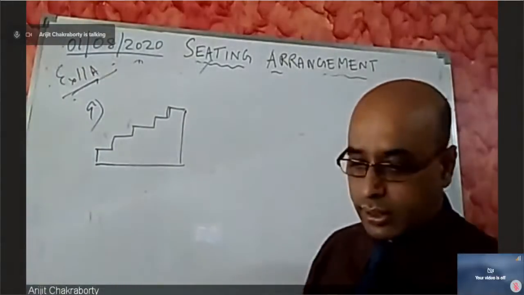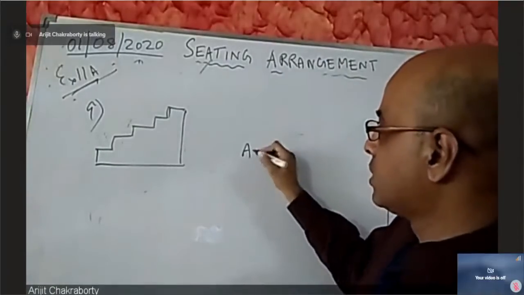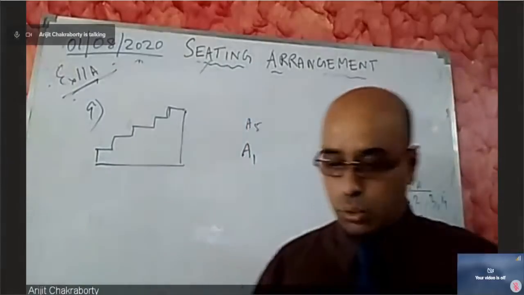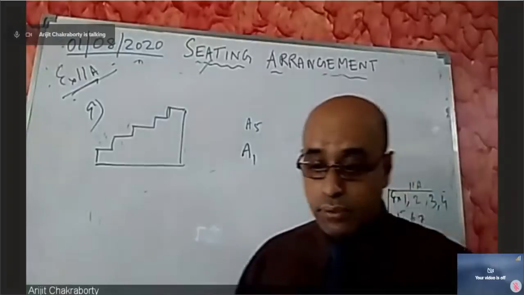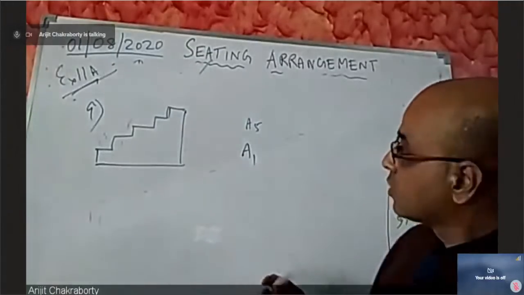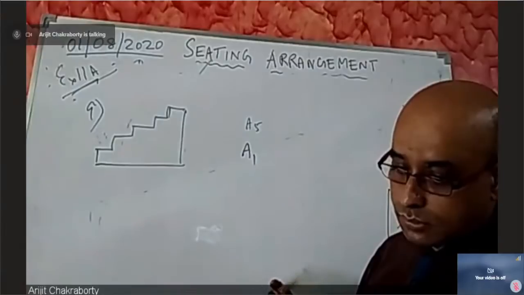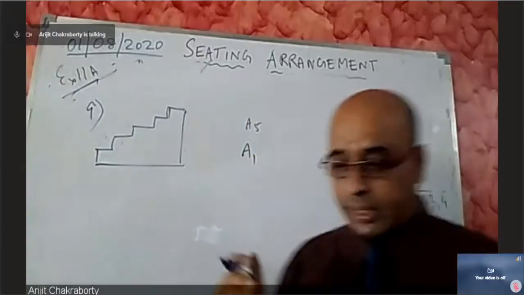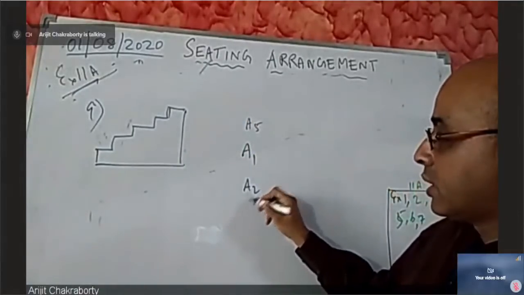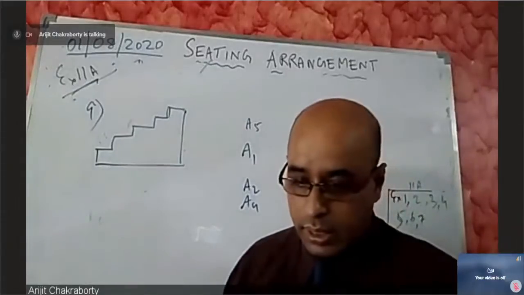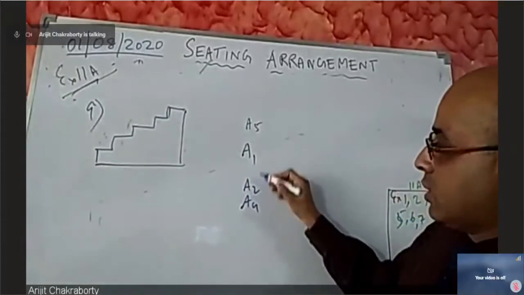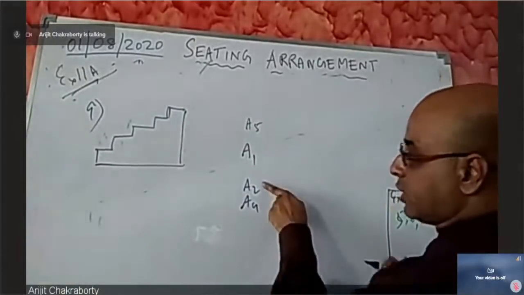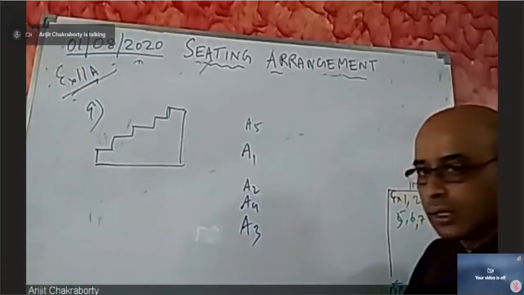A5 is above A1. So A1 is here, A5 is above. Okay, very good. A4 is under A2. So if A2 is here, A4 is here. A2 is under A1. We have satisfied. A4 is between A2 and A3. So we have solved it.